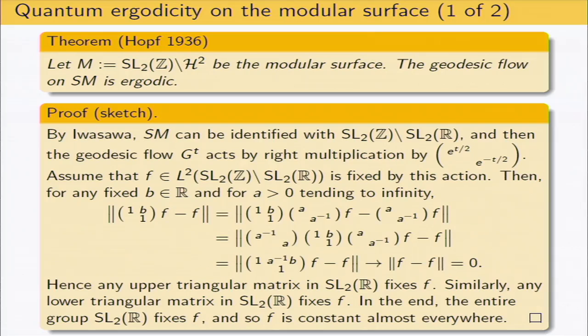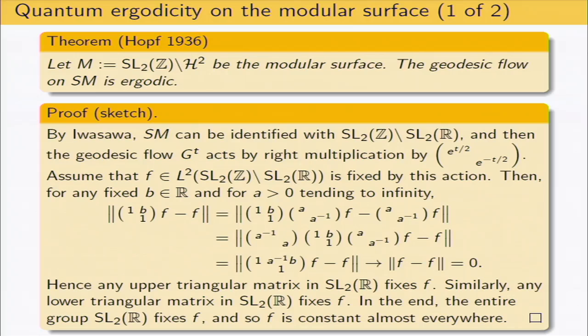Why is the geodesic flow ergodic on the unit tangent bundle of the modular surface? Well, the first observation is that by the Iwasawa decomposition, the unit tangent bundle can be thought of as SL2R mod SL2Z. That's basically because the upper half plane or hyperbolic plane can be thought of as SL2R mod SO2R. So you can think of SL2R over SL2Z as attaching a circle to each point of the modular surface, and that's in effect the unit tangent bundle. And in this model, the geodesic flow acts by right multiplications by diagonal matrices.